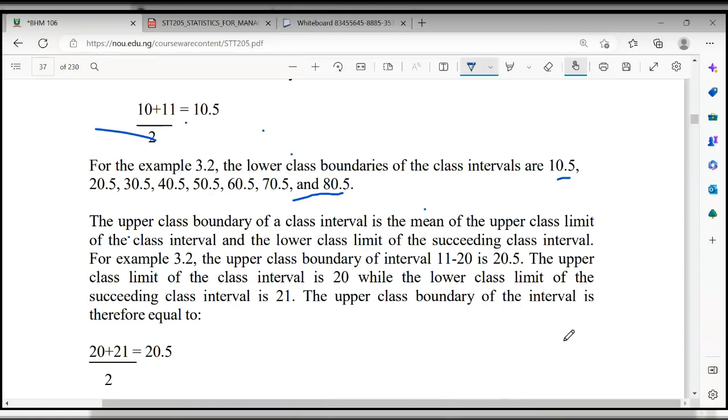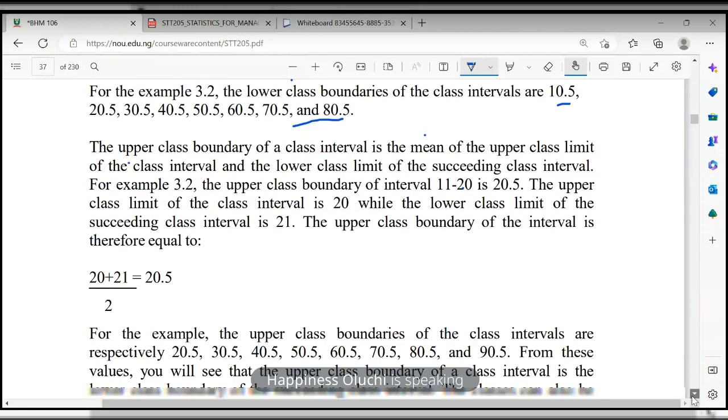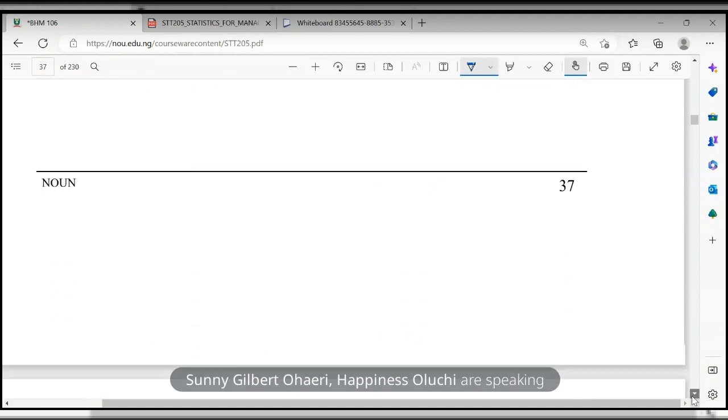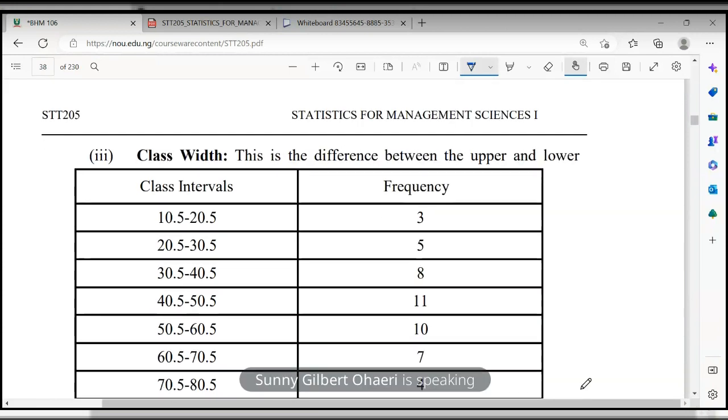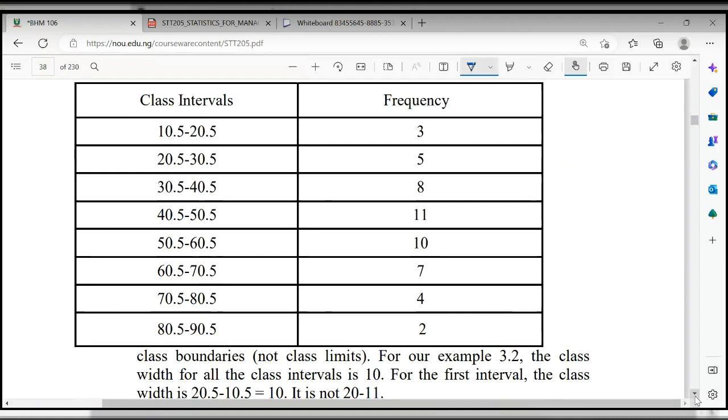So all these things here is what I've already done. Let's do one more and I'll give us assignments and we rest. So let's finish. We're going to end the class with the class width. So the class width is the difference between the upper and lower class boundaries.